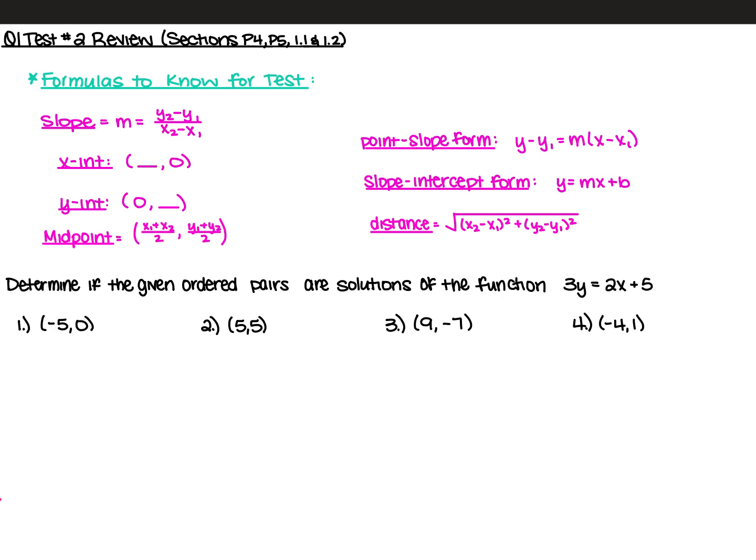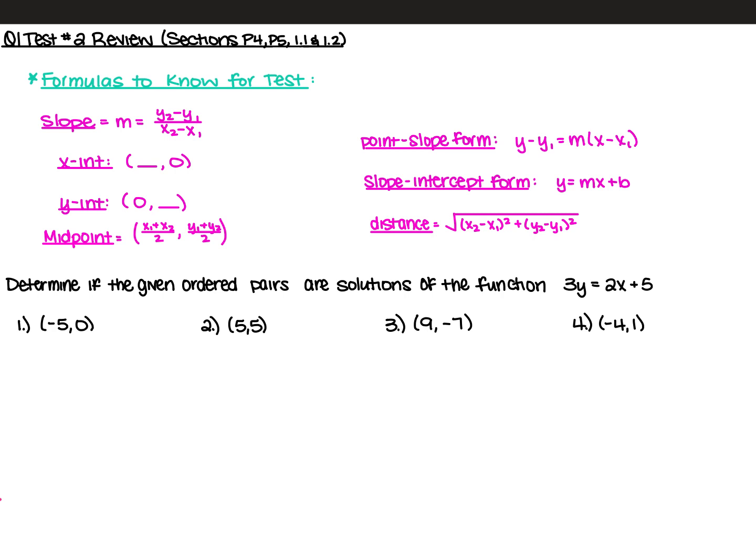You also need to know how to find the distance, so that's the square root of x2 minus x1 squared plus y2 minus y1 squared. Whenever you're asked for the distance, make sure that's given in simplest radical form as well. You also need to know your equation in point slope form, which is just y minus y1 is equal to m times x minus x1, as well as your slope intercept form equation. So y equals mx plus b, where m is your slope and b is the y value from your y-intercept.